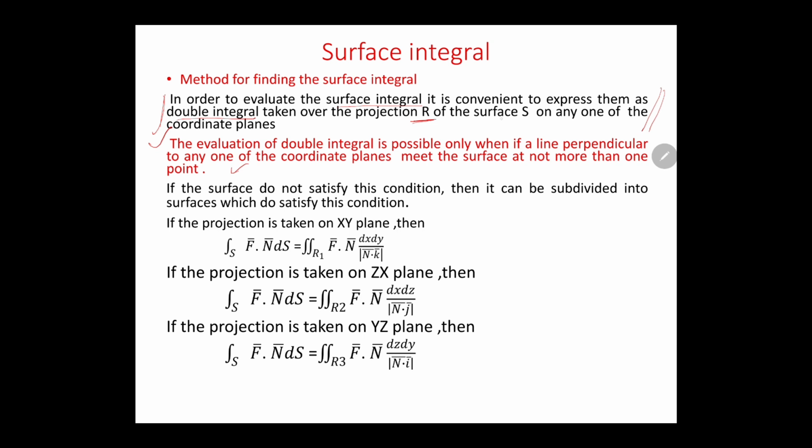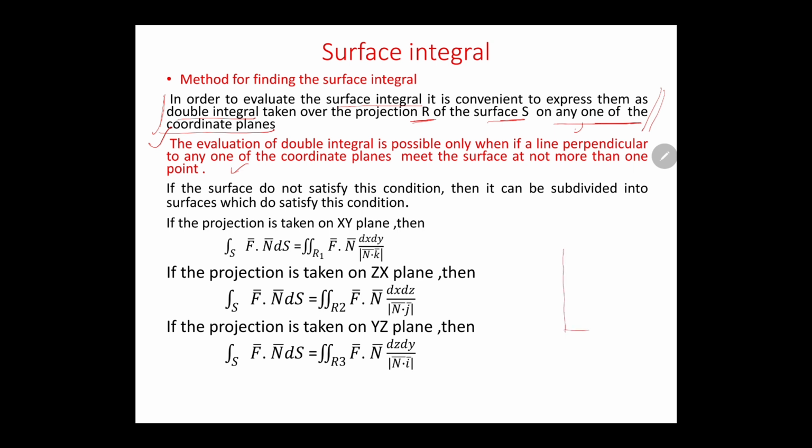Region R is the projection of that surface on some plane, maybe the xy plane or yz plane or zx plane, on any one of the coordinate planes. The next question is, on what plane do we need to take the projection? That is more important. For that, there is one simple thumb rule. The evaluation of the double integral is possible only if the line perpendicular to any one of the coordinate planes meets the surface at not more than one point.